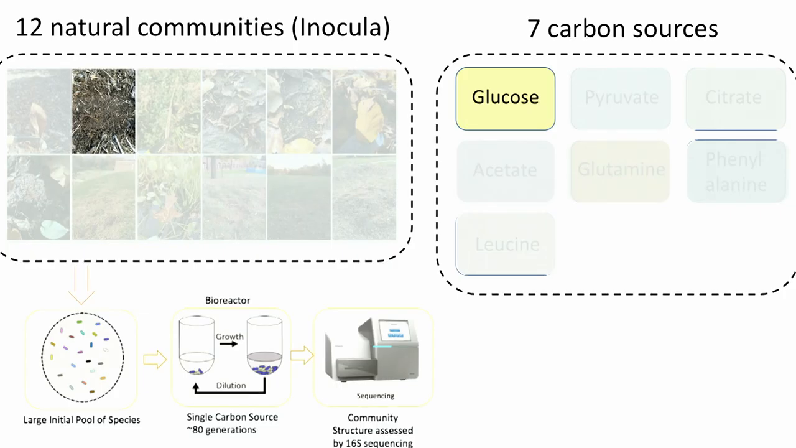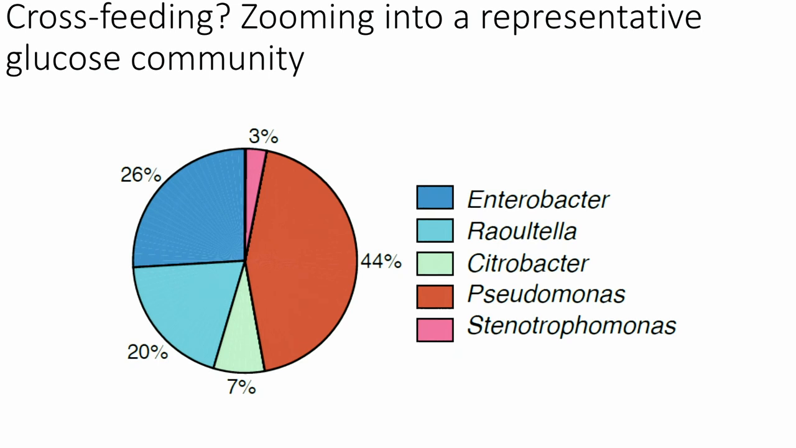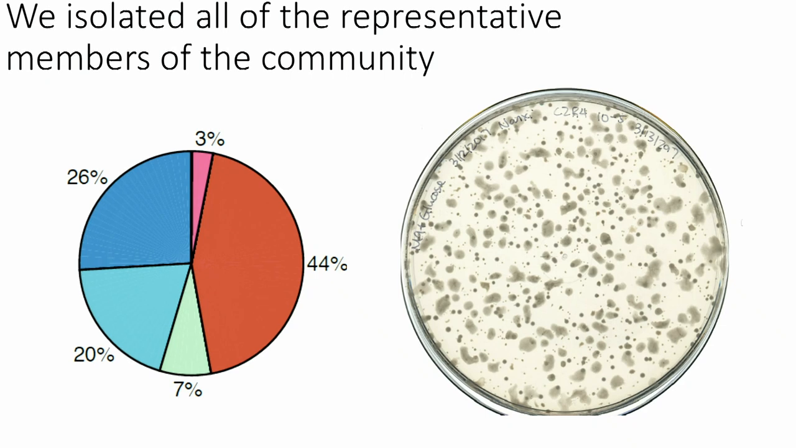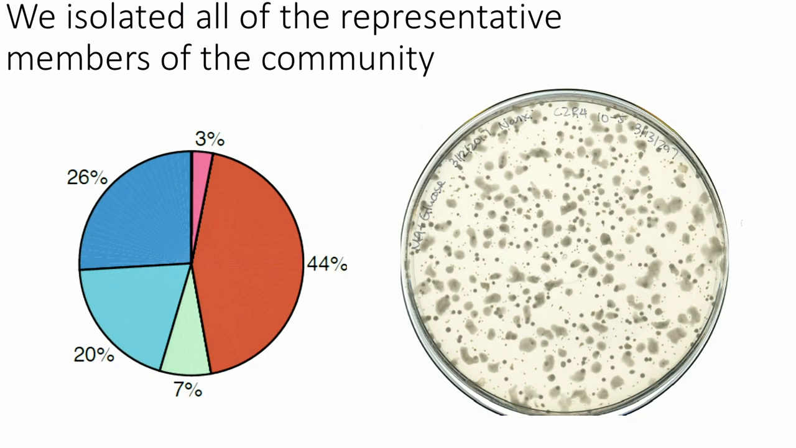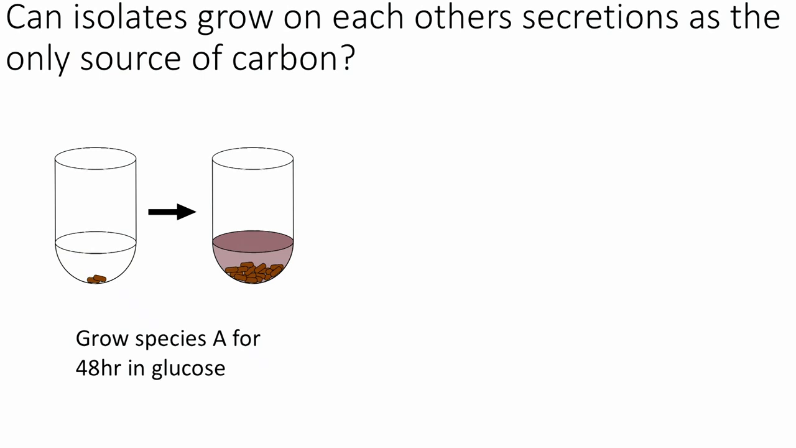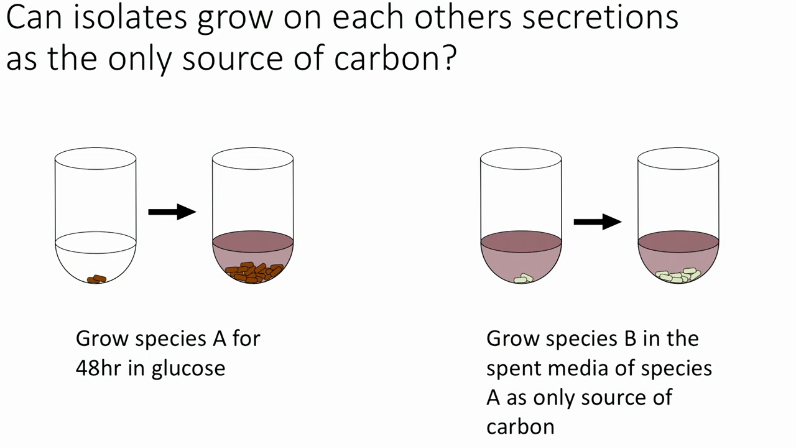But we zoomed into one of them, which is one of these communities that we have grown in glucose. And this is our representative community because it's a relatively simple one, and we could isolate every member of the community. It's represented by about 5 different taxa, and we isolated all of them by plating. We collected the colonies. And what we're doing is we're taking all of these different members of the community, which we isolated, and we grow them for 48 hours on glucose as the only carbon source. And after that period of 48 hours, we take the supernatant, basically all of the molecules that the microbes have secreted over that period of time, and we use that as the only carbon source on which we're going to grow every other member of the community, right?